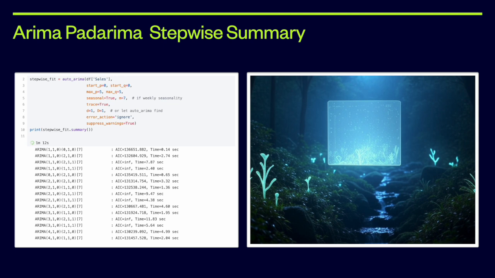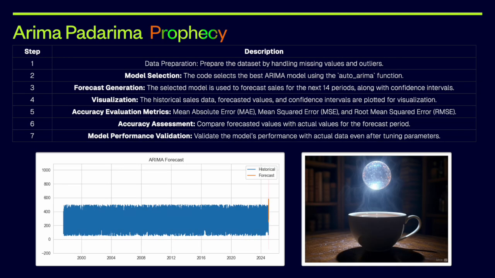So we can just move along. This is the ARIMA and Prophecy projection. Prophecy is prediction. You can see the description and that the data preparation has been done: prepare the dataset by handling missing values and outliers. We have seen no outliers and no missing values.